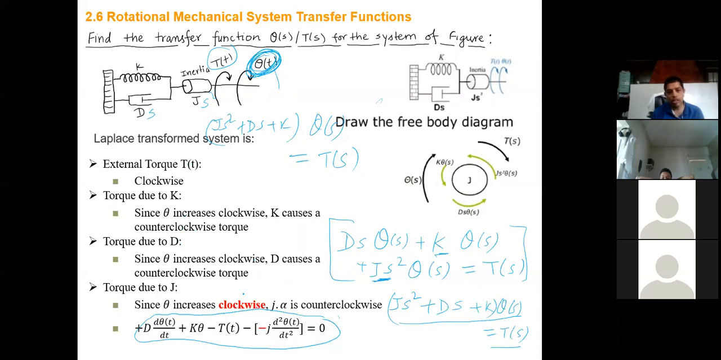So what I meant is this. Since theta is clockwise, this negative reflects this negative, meaning clockwise, okay? So theta increases clockwise, that's why you have negative here. Remember, clockwise is negative? That's why. So I wanted to match this guy with this. So summation torque minus J alpha equals 0, right?